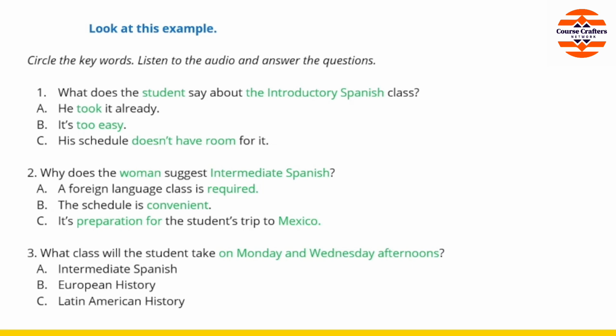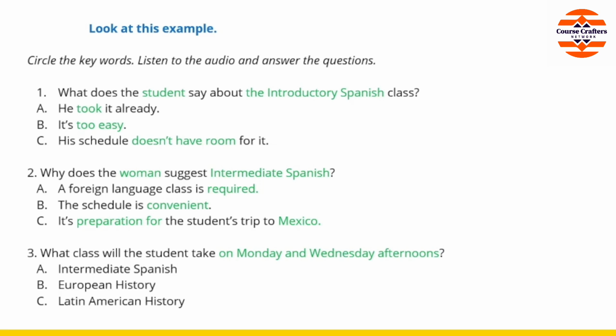Also pay attention that it's not only Spanish, but introductory Spanish. Maybe the student is going to talk about different types of Spanish classes, such as middle level or intermediate or advanced. So make sure that you are paying attention to the modifier before the word Spanish. And also, as I mentioned earlier, you have your multiple choices A, B, C. So you need to pay attention and highlight or circle the keywords.